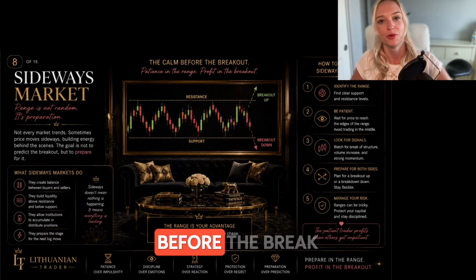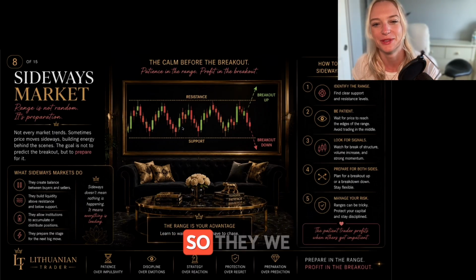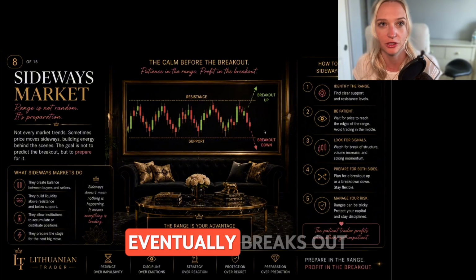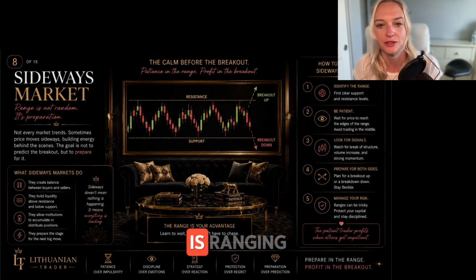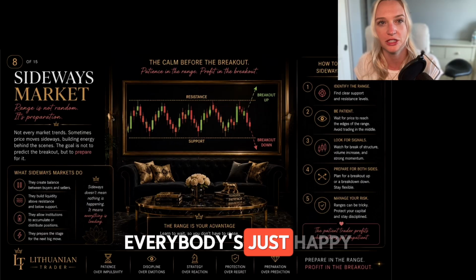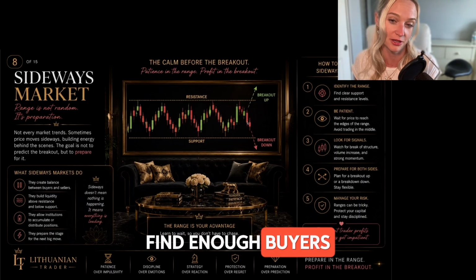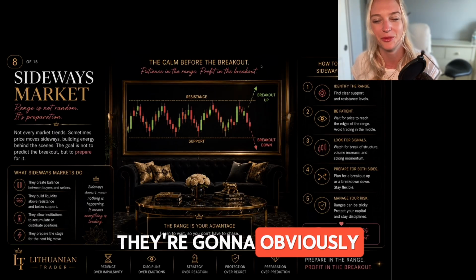So the calm before the break. This is the range, right? We talked about the fake breakouts and all that, yes, but the range eventually breaks out. So now everybody's chilling, right? It's accumulation. It is ranging right now. There are not enough buyers, not enough sellers. Everybody's just happy with this price. It's going to break out eventually, one way or the other. If they don't find enough buyers, it's going to sell off. And if they do find too many buyers, they're obviously going to take off.